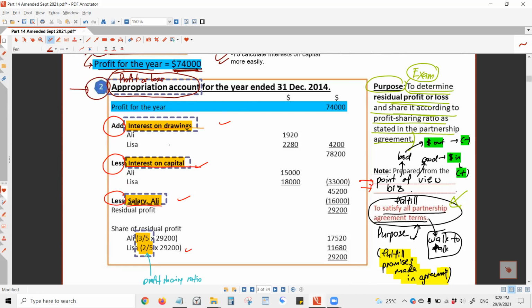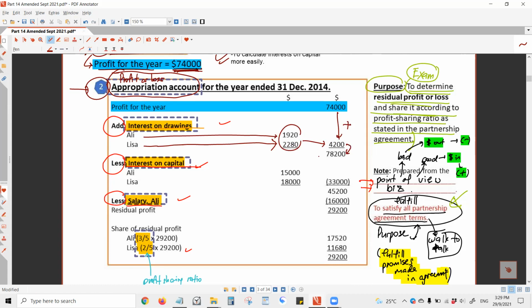After you have calculated these three, let's look at the numbers. So this is interest on drawing for Ali. Don't draw the arrow, okay? I'm just drawing the arrow to let you see what I'm talking about. This is interest on drawing for Lisa. Who has taken more drawings? Lisa should have taken more drawings, because that's why Lisa is being charged more interest on drawing. Then you total up, put it here, then you plus.